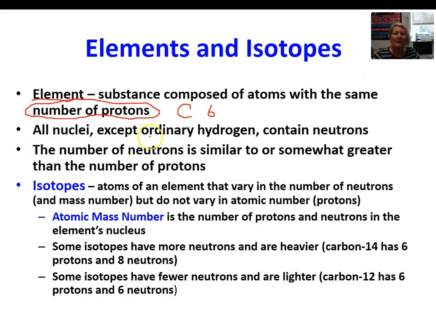All nuclei, except for ordinary hydrogen, contain neutrons. An isotope of an atom is a variation in the element, and it varies in the number of neutrons. And if our number of neutrons is varying, then our mass number is also varying. Mass number is defined as the protons plus neutrons added together.